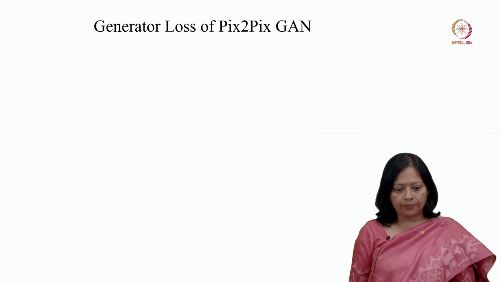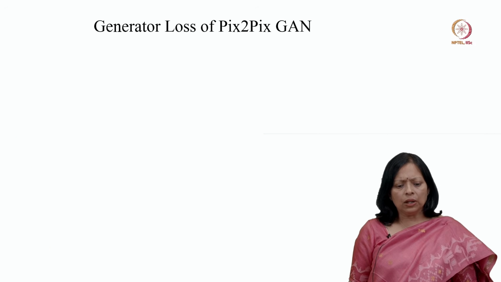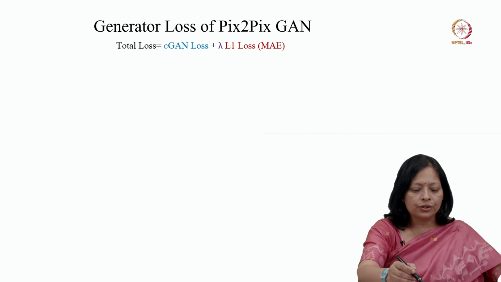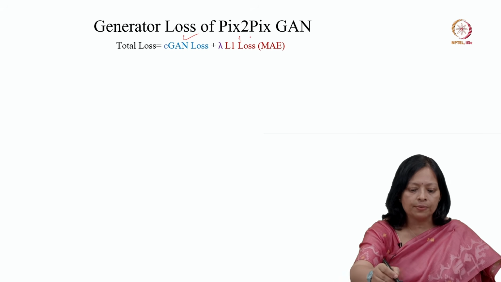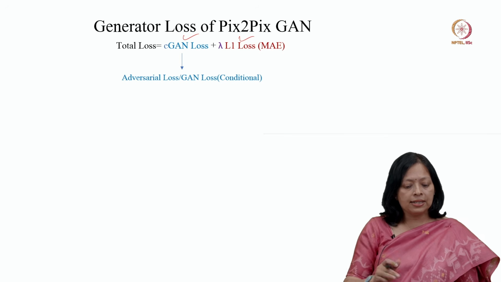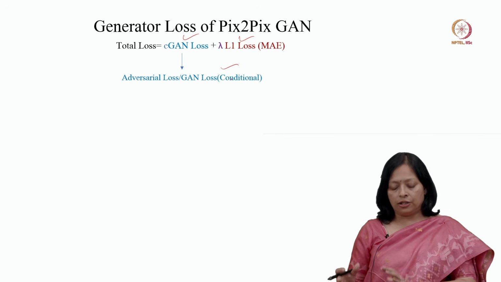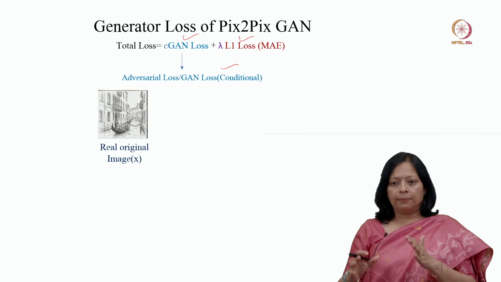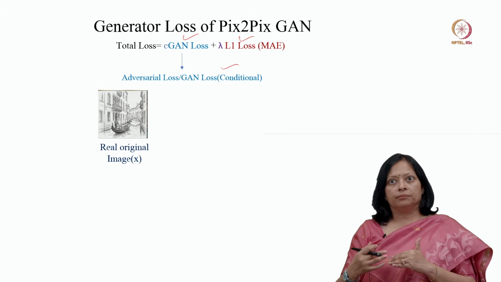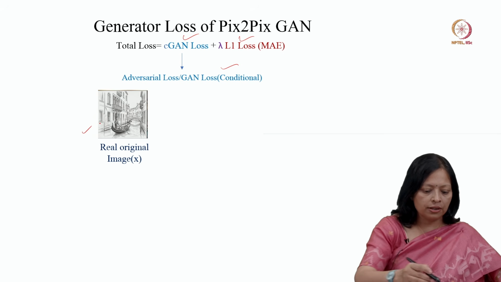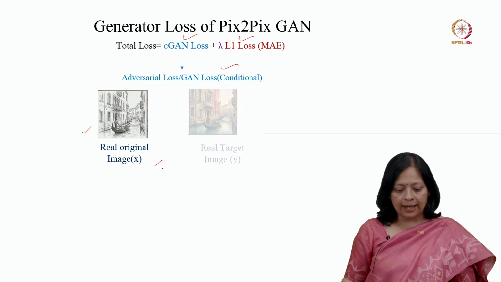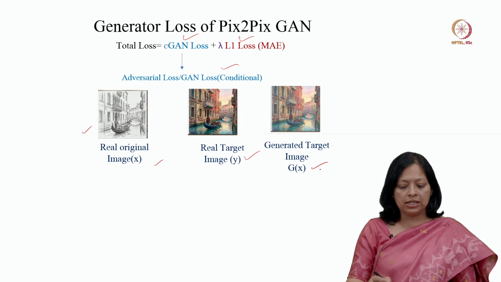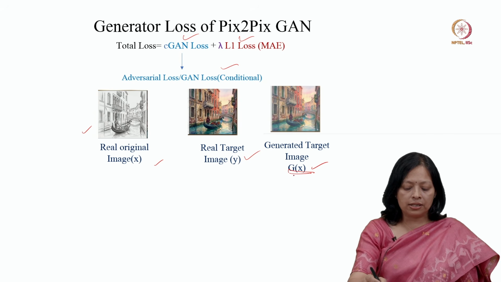actual target image. Now, we will see what the generator loss is in Pix2Pix GAN. So, we will have the mathematical things here. Total loss is the CGAN loss, conditional GAN loss, plus lambda into L1 loss. Now, this CGAN loss is basically the adversarial loss or the conditional GAN loss, we all know that one. Just to make the mathematical expressions a little easier to understand, I have put the real original image as X here, the real target image as Y here, and the generated target image as G(x). So, it is generated by the generator.